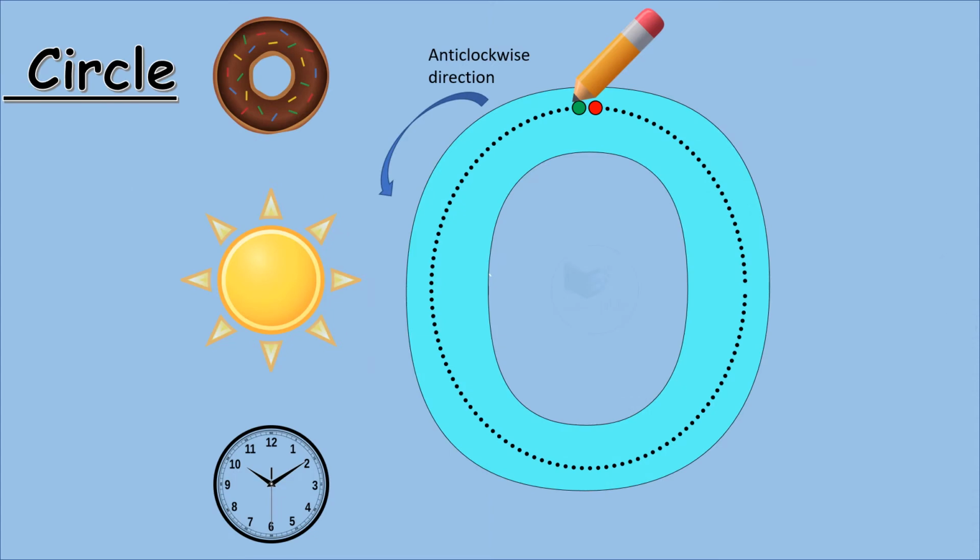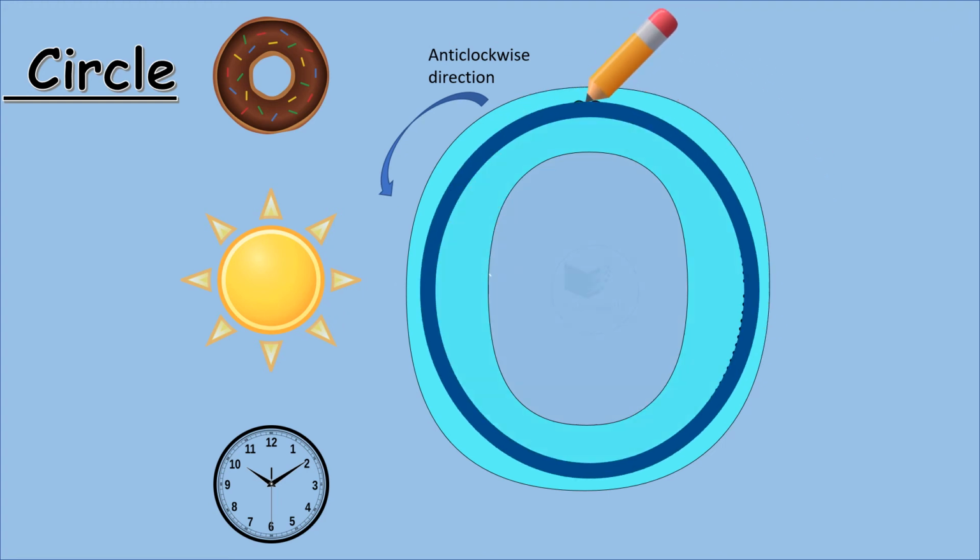Next pattern is circle, like a donut, sun, and a clock. Start from the green dot, go all the way round in an anti-clockwise direction till the red dot.